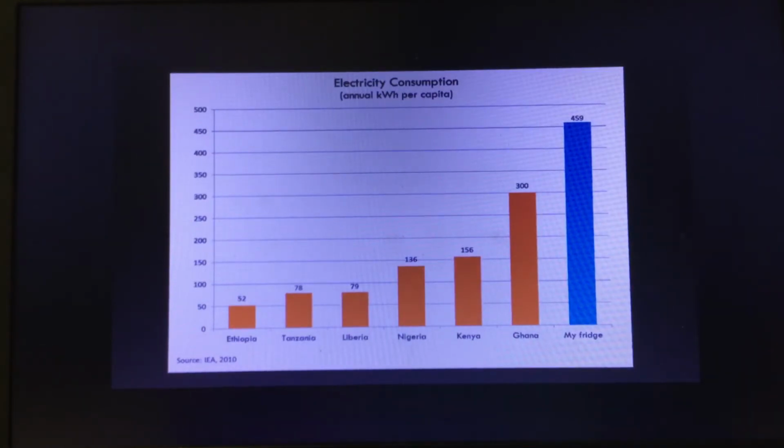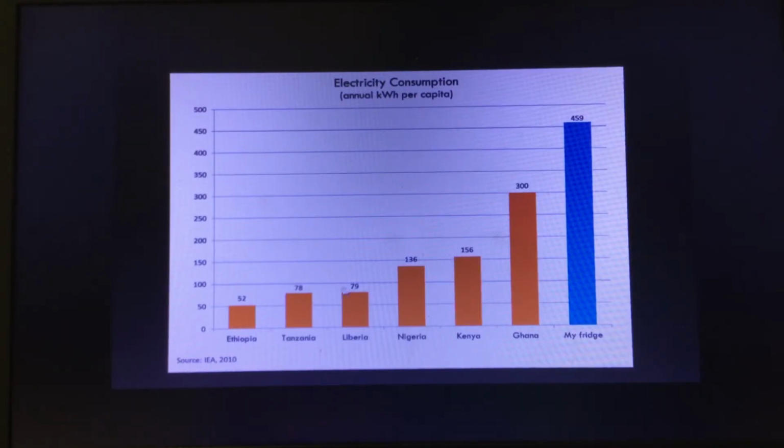Okay, so how does energy use differ between developed and developing countries? I just want you to see a picture of this because when I saw this, it really struck home for me. This is annual kilowatt hours per person. And so kilowatt hours is just a way that we measure energy consumption. Your refrigerator, on average, uses 450 kilowatt hours of energy. The average person in Ghana uses 300.